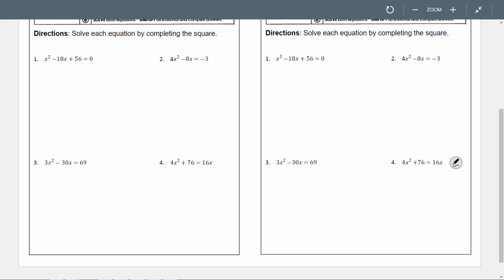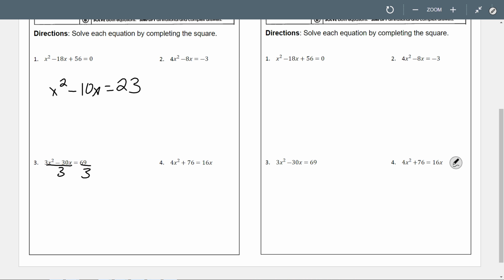All right, so number 3, make sure we're looking at number 3: 3x squared minus 30x equals 69. Step number 1, rewrite as ax squared plus bx equals c. It's already written like that, so we get to skip step 1. Step 2, divide both sides by a. This time there is an a value to get our new equation. I'm going to write it up here to save room. Divide by 3: x squared minus 10x equals 23.